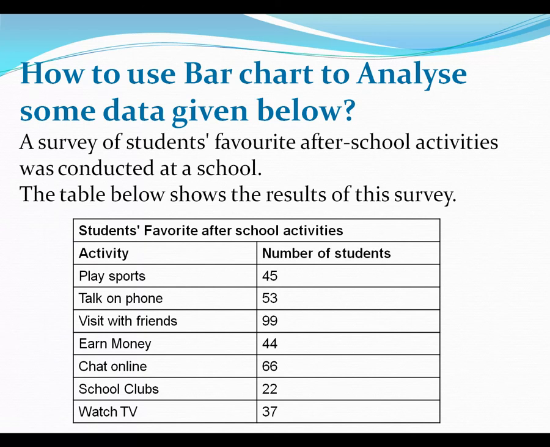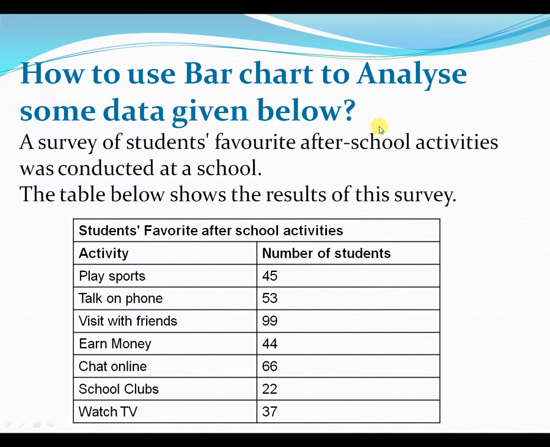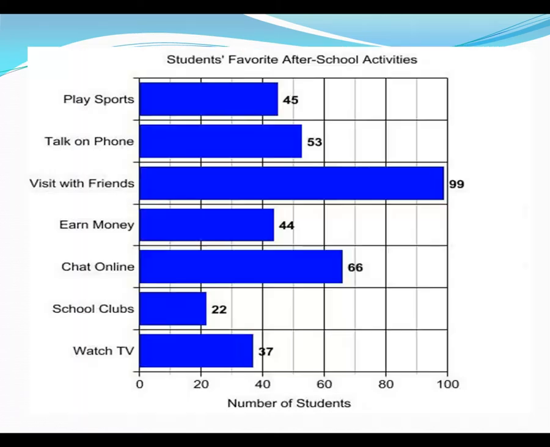Talk on a phone, the number of students is 53. Visit with friends, which is the most favorite activity of the students, is 99. Earn money, the number of students is 44, and so on up to the last activity, watching TV, that is 37. So while the data is given in terms of numbers, the same representation we can do in the form of a bar chart that we are going to learn in this syllabus.